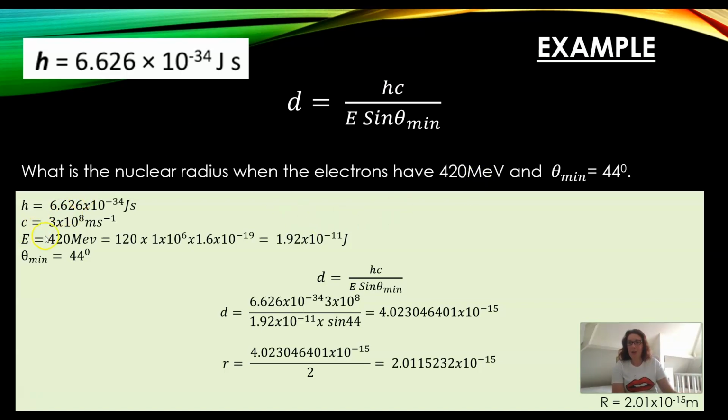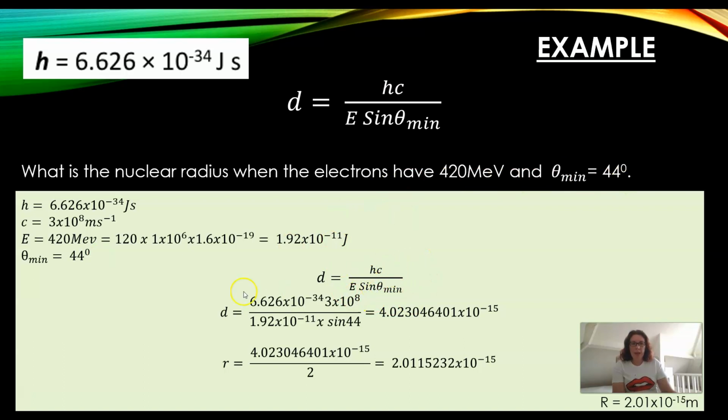So let's see what I've got. I've got h, that's a constant, and I've got c, that's a constant. I've been given E as 420 mega electron volts, so I'm going to convert that into joules. Using the charge of an electron, that gives 1.92 times 10 to the minus 11 joules. Now my theta minimum is 44 degrees here.